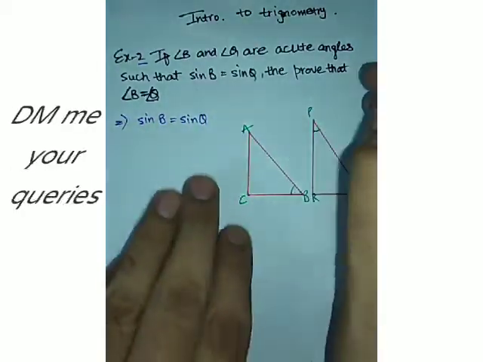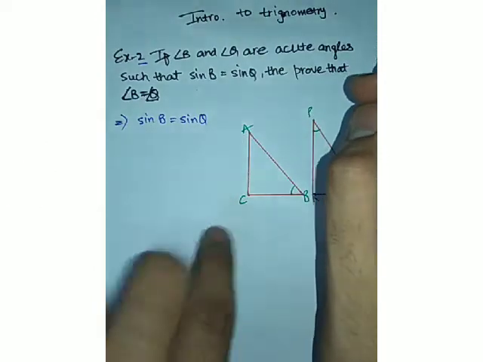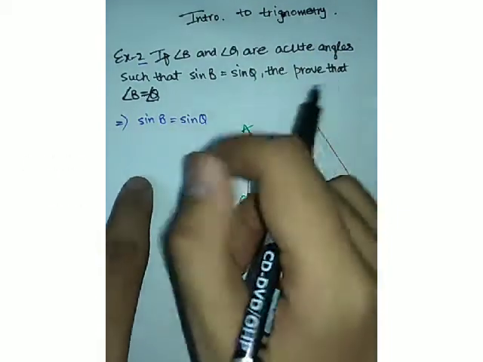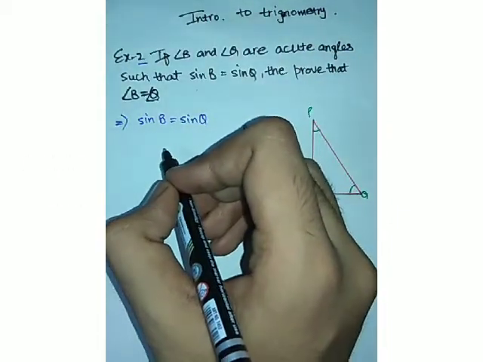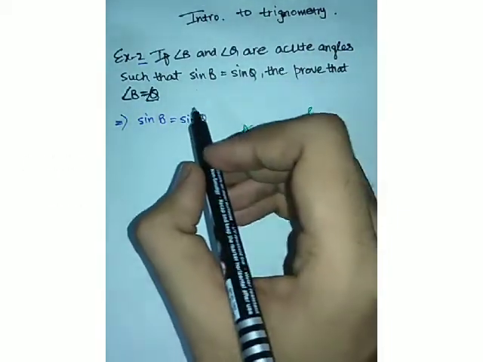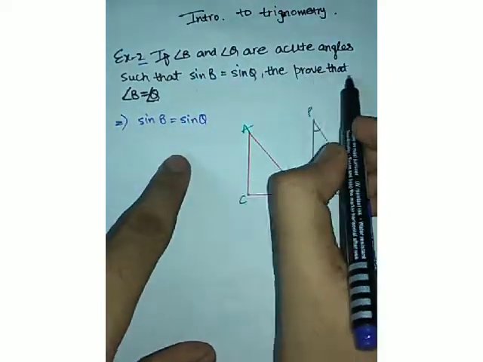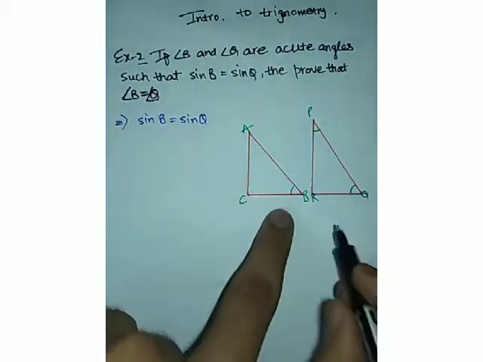Now just keep in mind the previously studied facts, that sine is equal to what, cos is equal to what, tan is equal to what, from the code that I have just discussed in the previous video. Alright. Now sine B is equal to sine Q. We have to prove that angle B is equal to angle Q.